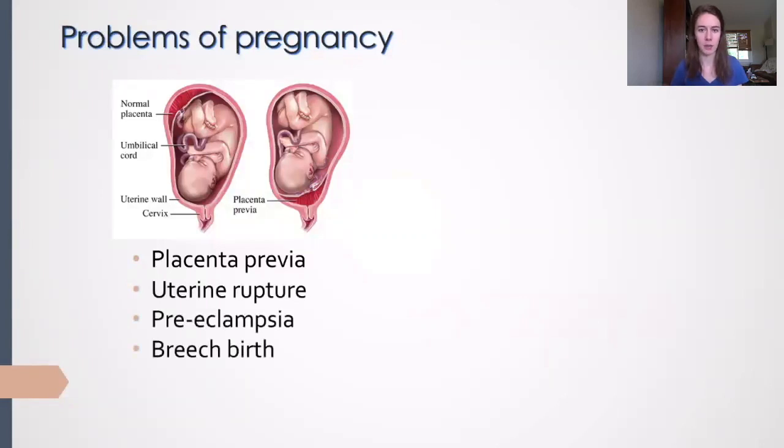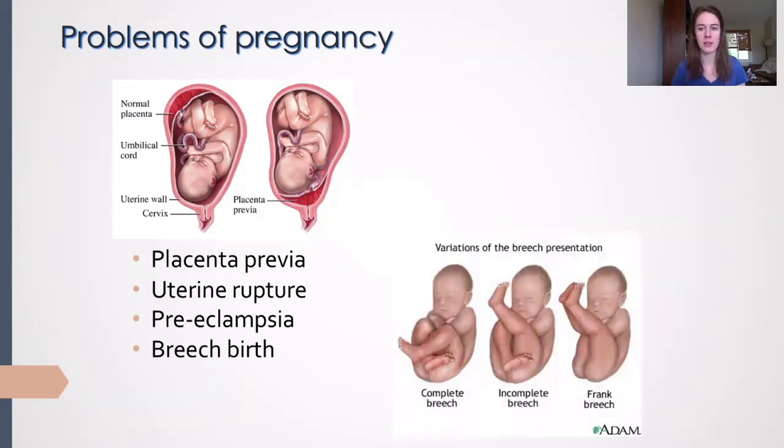Preeclampsia is that condition in the mother which causes high blood pressure, proteins in the urine, and can result in seizures. A breech birth is when the baby is not coming out head first. So complete breech is when it's folded in kind of this pretzel position. You have all these other breech positions.